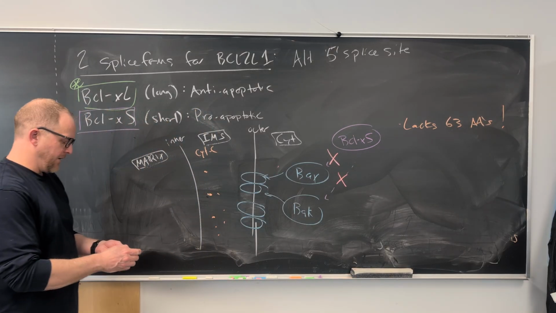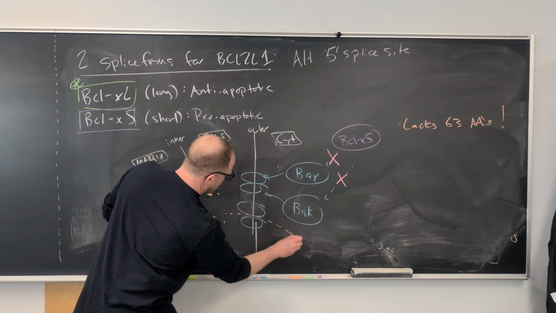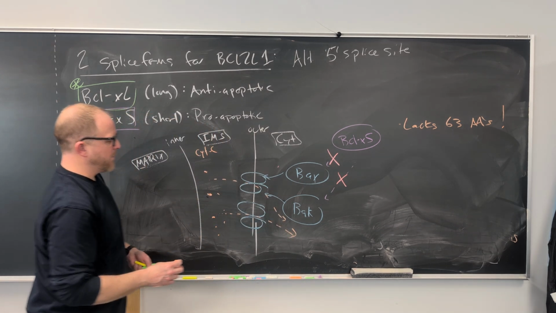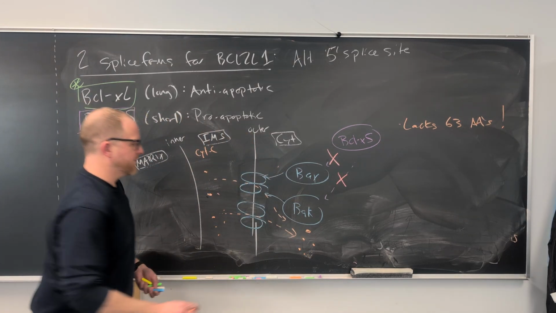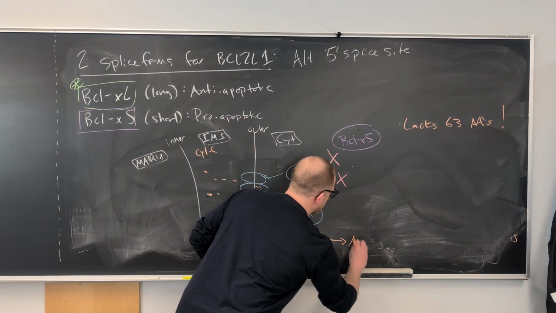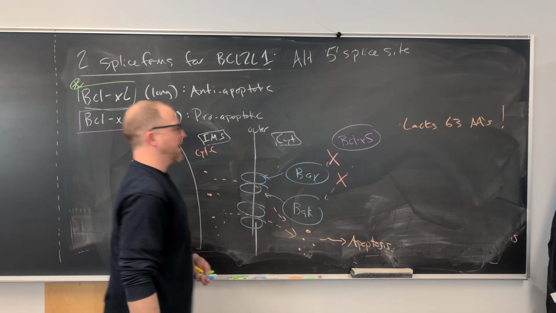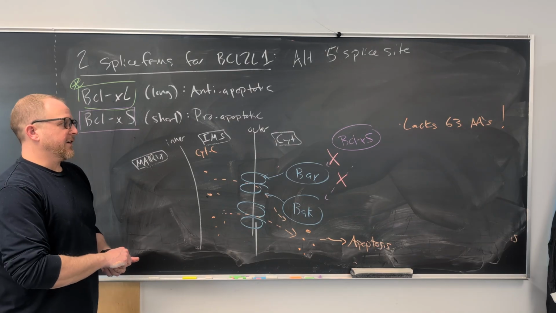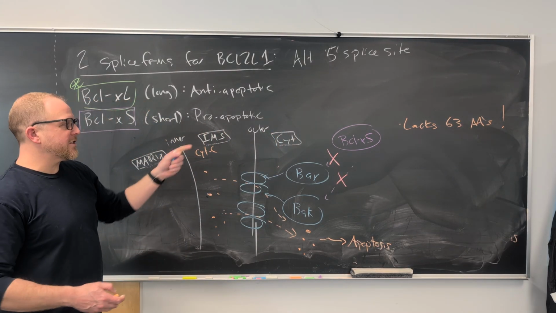form pores, okay? This then allows cytochrome C to leave the intermembrane space, make it out to the cytoplasm. This can then lead to that apoptotic signaling cascade, apoptosis, right?